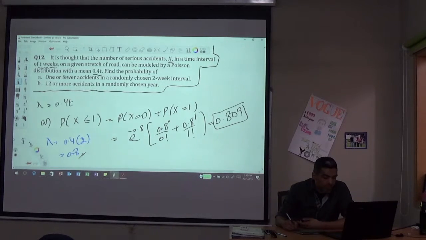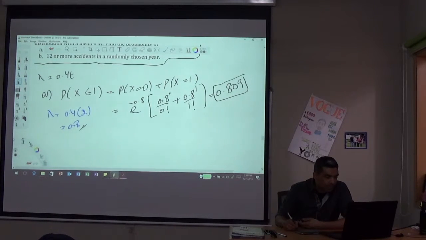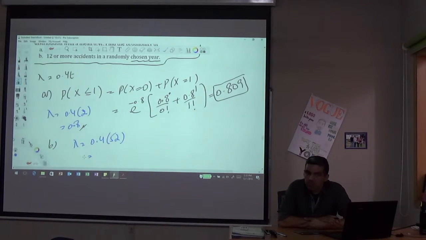So see, in part B, he's saying chosen 12 or more accidents in a randomly chosen year. So if he's taking a year, how many weeks is he taking? He's taking 52 weeks. So what's the lambda? 20.8. Now 20.8 is well above 15. It's even above 20. So we can comfortably use the normal approximation here.